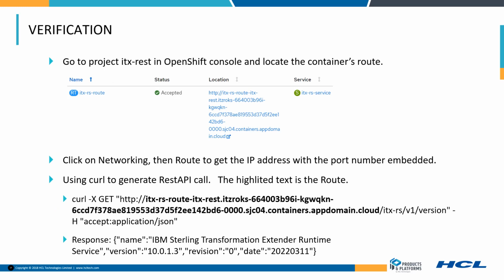Once a pod is running, verify the container is accessible from your server. To locate the route, go to Networking, and then Routes to find it. The route contains the IP address and the port number to the container. Create a curl command like this. Substitute the IP address with yours. If the operation is successful, you should see ITX service running, its version number, and the date created.